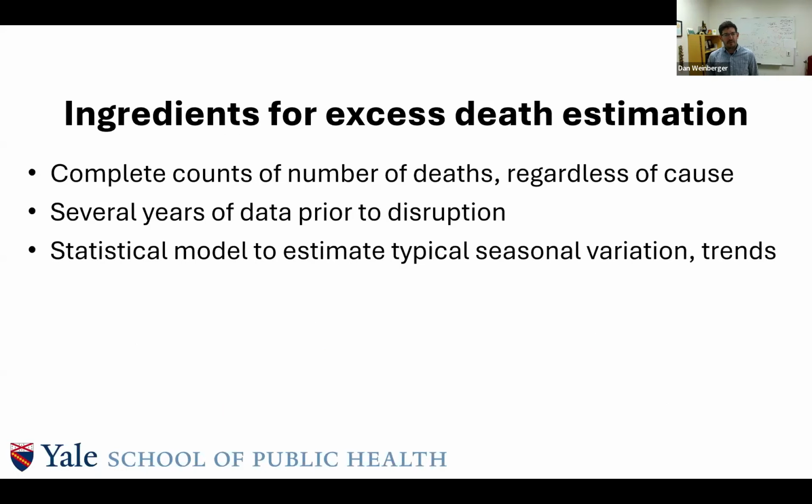So to do this type of analysis, there are three things you need. You need the complete count of the number of deaths, regardless of the cause. You just want to know how many people died in a specific location at a specific time point. And you need that data for several years so that you can establish what a normal pattern of deaths looks like. And then we have a statistical model that we use to try to estimate typical seasonal variation and trends in the data that we can use to compare going forward.